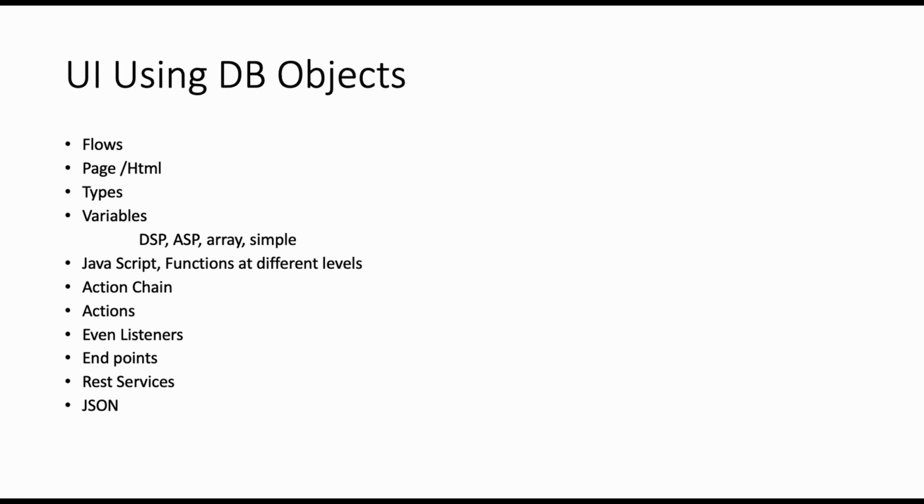Then what are we going to do on the UI side? On the UI side, first of all, we are going to understand what the objects used by the UI are, like flows. What are flows? What is a page, which is basically made of HTML? Then what are the different types of variables? How do we create custom type variables? There are native variables like numbers and strings. Then you will understand what arrays are.